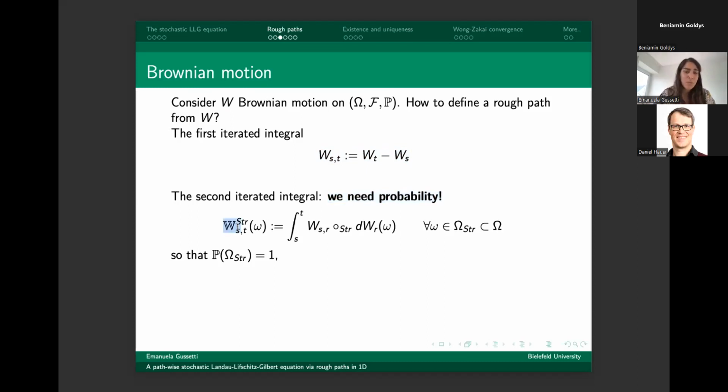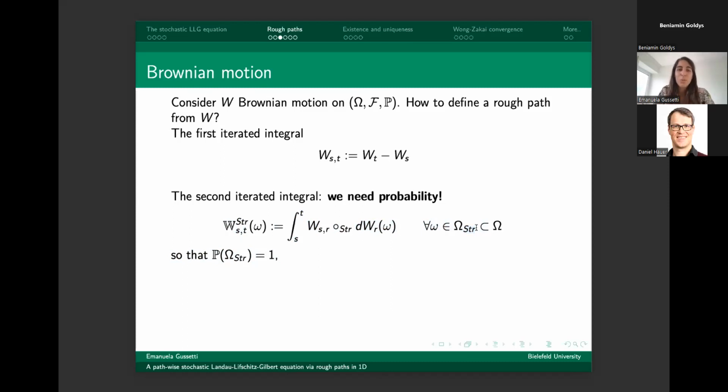So we define the second iterated integral, associated to the Stratonovich integral, for every omega fixed as the Stratonovich integral, where we have afterwards fixed omega. And this is well defined for every omega in a set of full measure with respect to the probability. And this is very important, that we fix a set where the Stratonovich stochastic integral is well defined, and then we will proceed. But this set is very important, that we fix it.